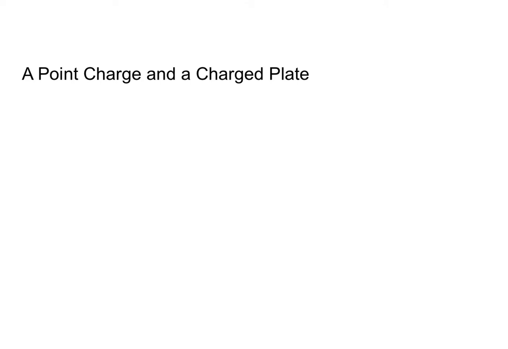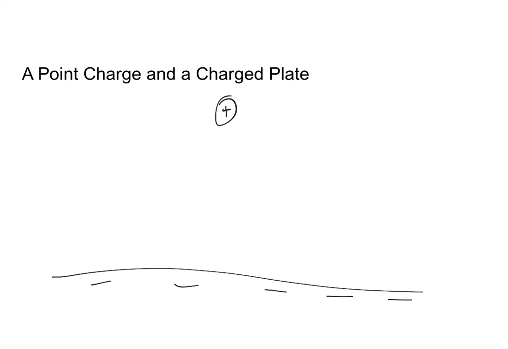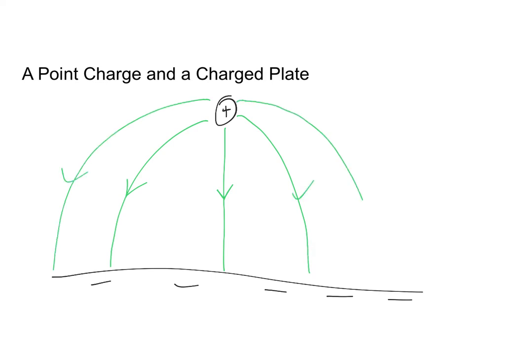Now, we can look at another example of a point charge. We'll say a positive point charge and a negatively charged plate. So again, my field lines are going to go out of my positively charged point charge and into my plate. And you can see things are a little weaker on the edges just because there's a greater distance between my point charge and my plate.